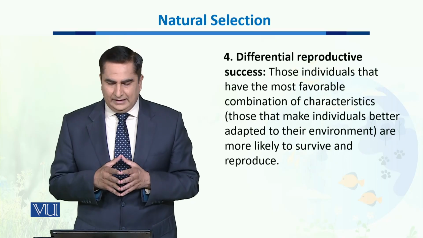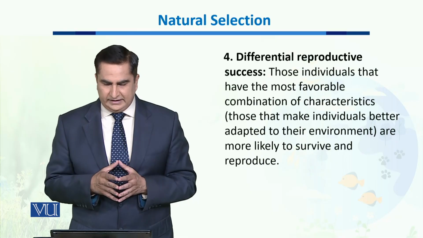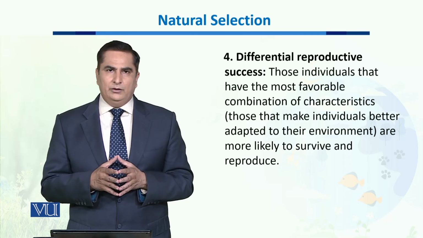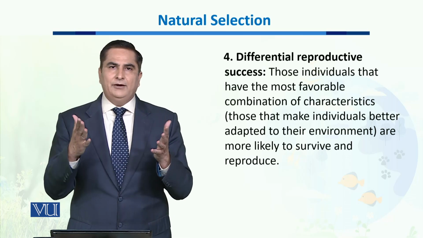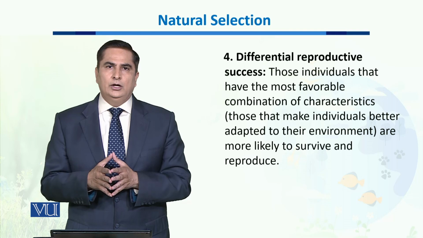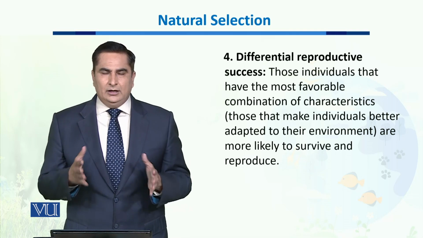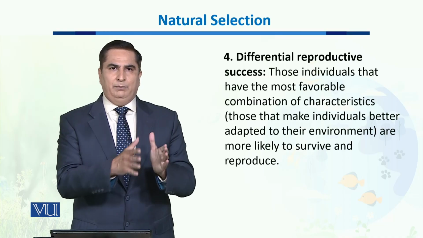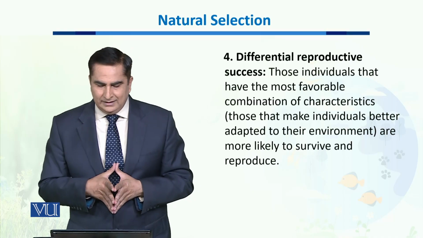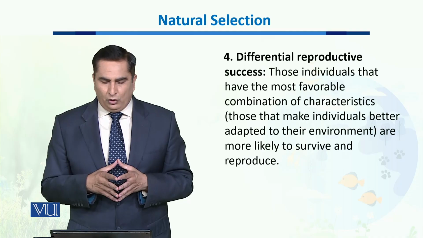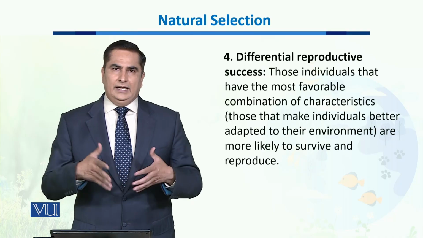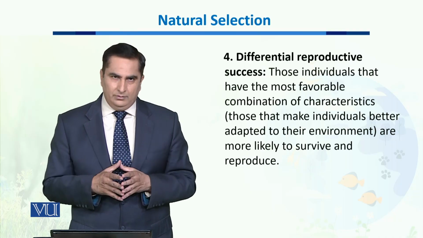Number 4 is differential reproductive success. Those individuals that have the most favorable combination of characteristics, or which are most adapted to a certain environment, are more likely to survive, reproduce, and increase their population.